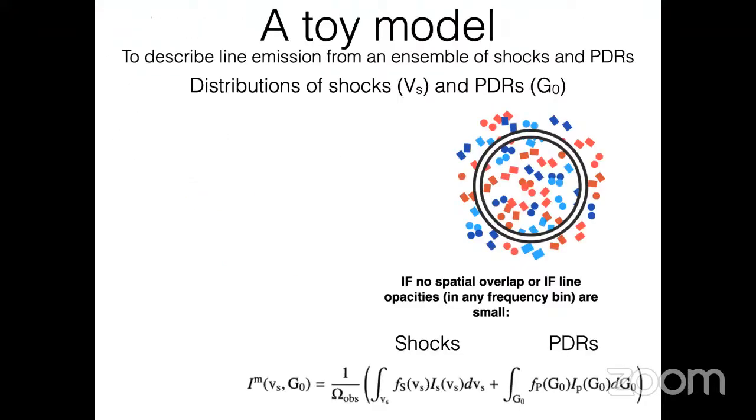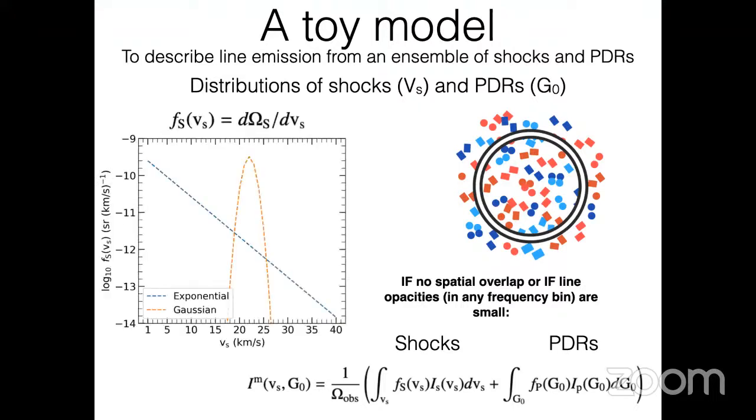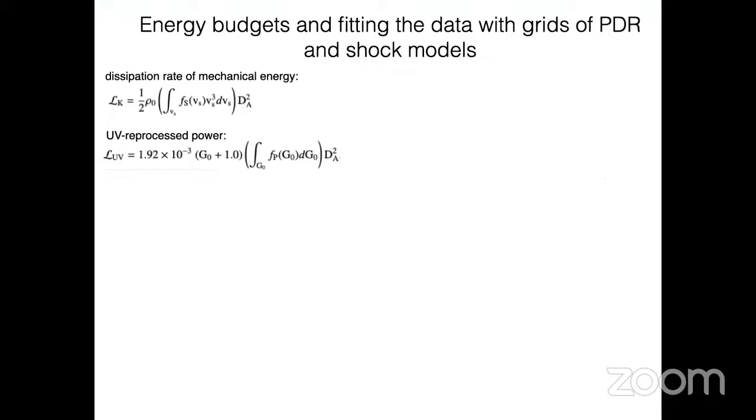And from that, once we fit those line emissions, we can actually compute the total dissipation rate of mechanical energy, which is given by this formula, because we've got models of shocks. Given the probability distribution, we can extract the total kinetic luminosity from shocks, and we can do the same for the UV reprocessed power in PDRs.